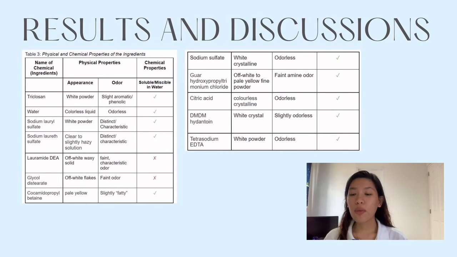The first column lists the components of the soap, the second presents their physical properties in terms of appearance and odor, and finally, the third column identifies their chemical properties by determining their solubility or miscibility in water. The solubility and/or miscibility in water are indicated through checks, X's, and dashes. A check means that a component is soluble or miscible, and an X indicates insolubility or immiscibility.